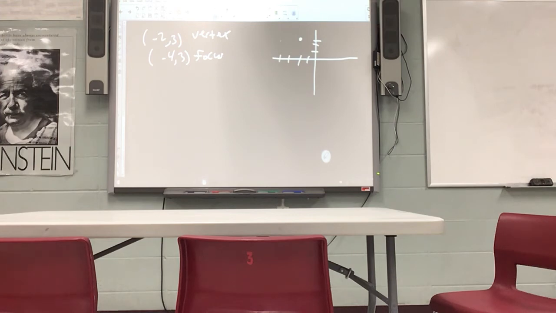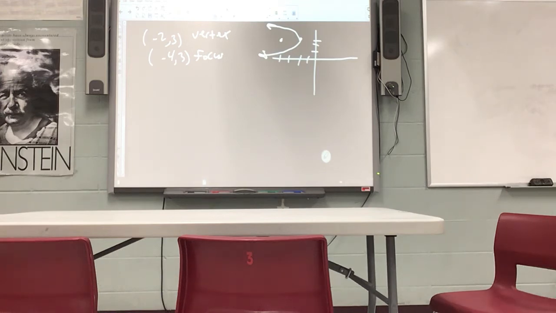So that's the focus. When we did these parabolas last week, we learned that the focus gets enveloped by the parabola. So that means that the focus is here, the parabola would have to open this way. Which means that we have a what? A vertical or a horizontal?